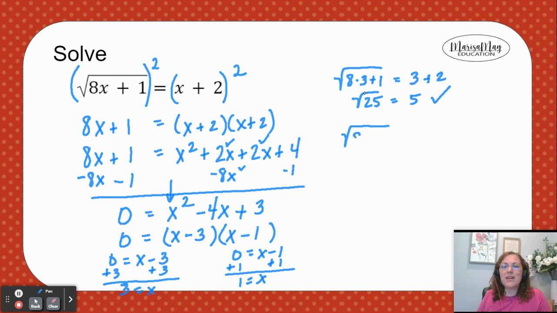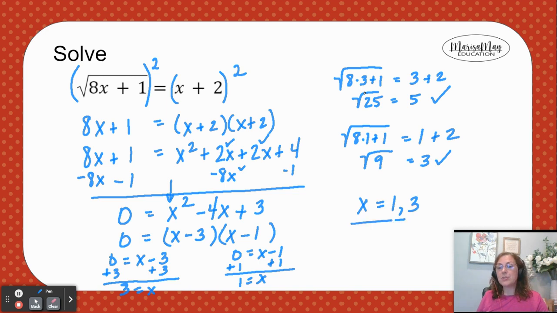We'll do the same for 1. So 8 times 1 plus 1 gives us 8 plus 1, which is square root of 9. And that we're saying is equal to 1 plus 2 or 3. So yes. So both of my solutions here are solutions.